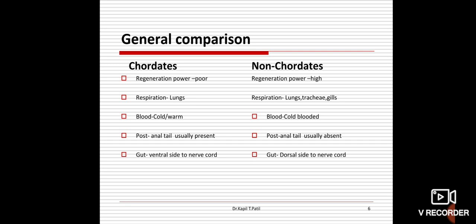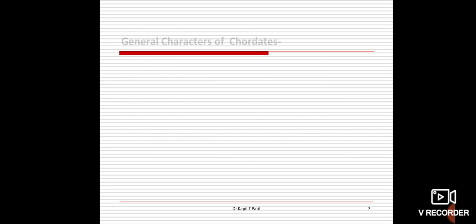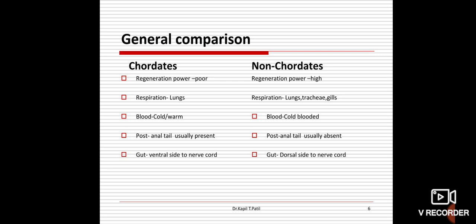Then in chordates, a post-anal tail is usually present, and this post-anal tail is usually absent in non-chordates. In chordates, the gut is always present ventral to the nerve cord. In non-chordates, the gut is dorsal to the nerve cord. So that's it. Those are the basic comparisons between chordate and non-chordate.